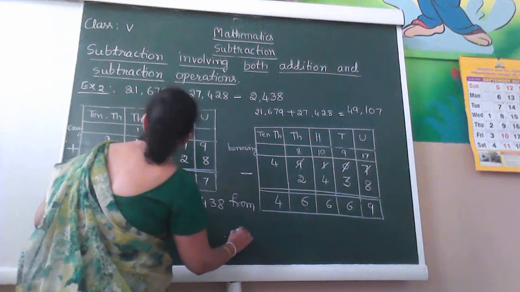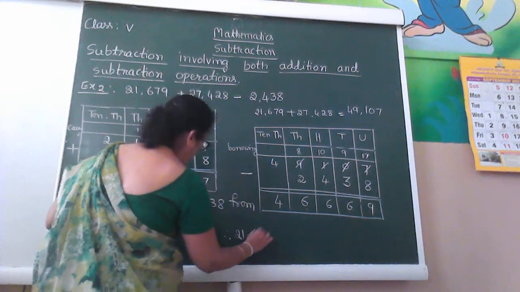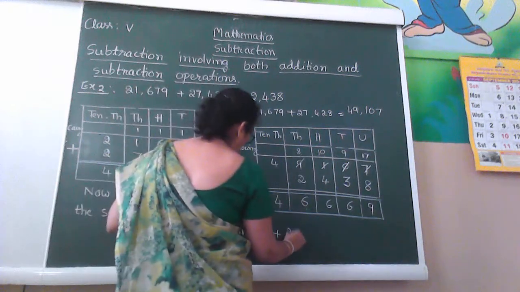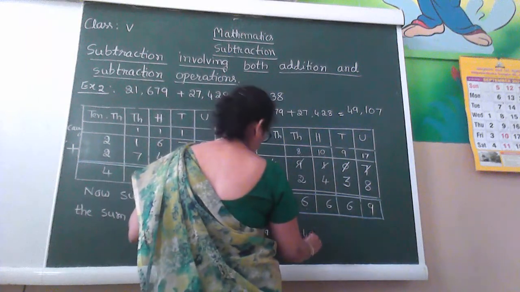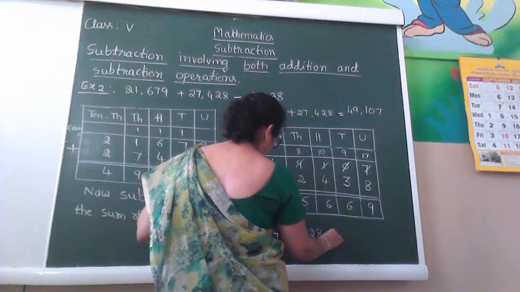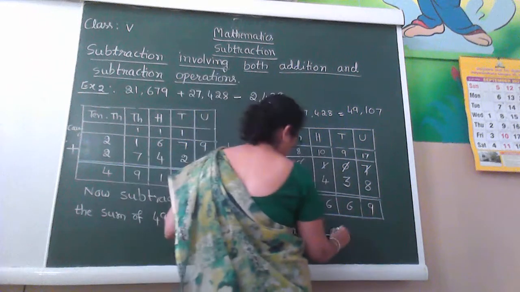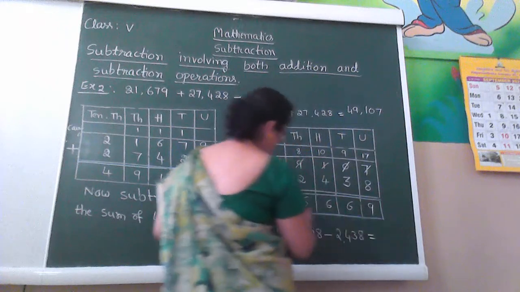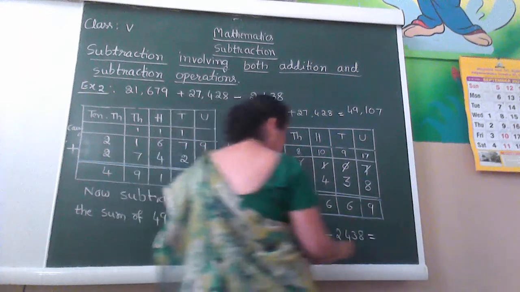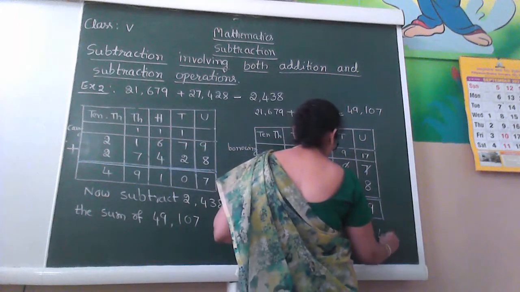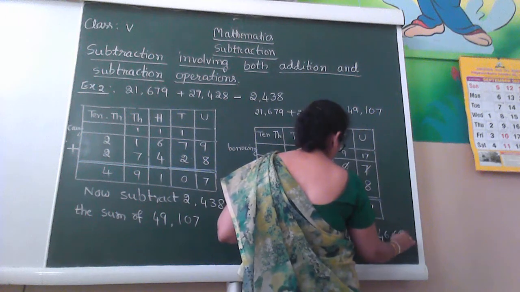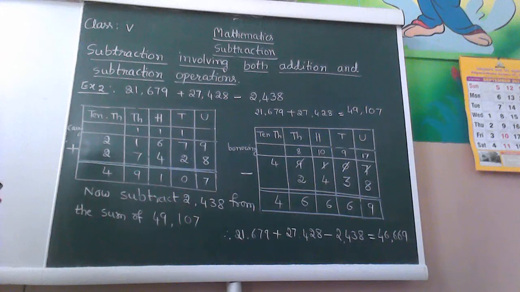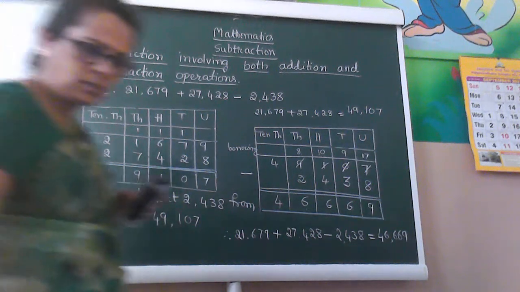Therefore, 21,679 plus 27,428 minus 2,438 equals how much? It is 46,669. Okay, so that much is the answer.